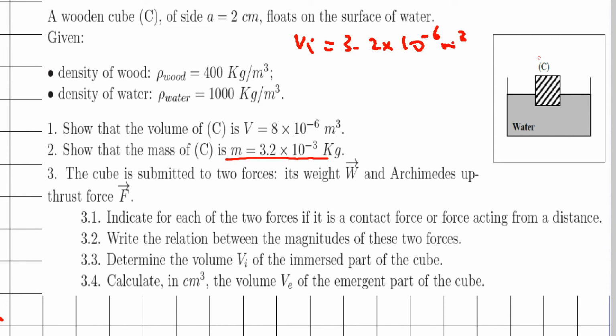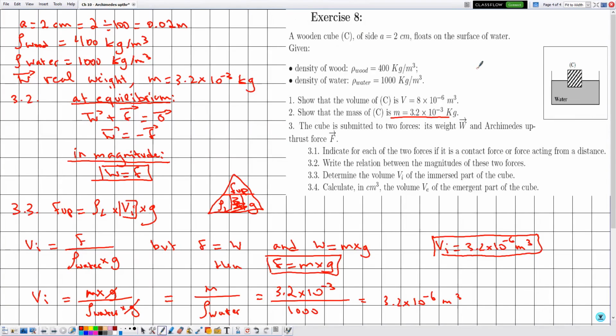Now let's compare both volumes. This is the volume of the immersed part, whereas the total volume is given by the outer volume, which is 8 times 10 to the power minus 6 meter cube. And for sure the total volume must be greater than the immersed volume, because there is an emergent volume. So the difference between the two will be the emergent volume, as we shall see. Calculate in centimeter cube the volume VE of the emergent part of the cube. So how do we calculate the volume of the emergent part?